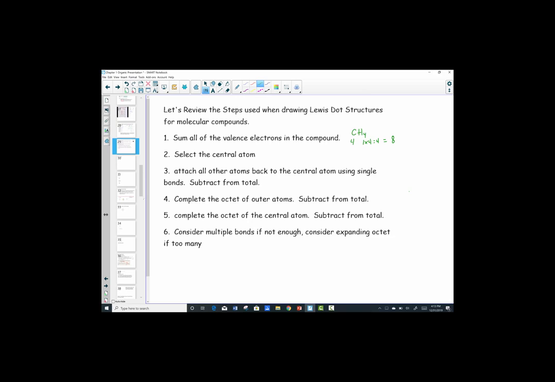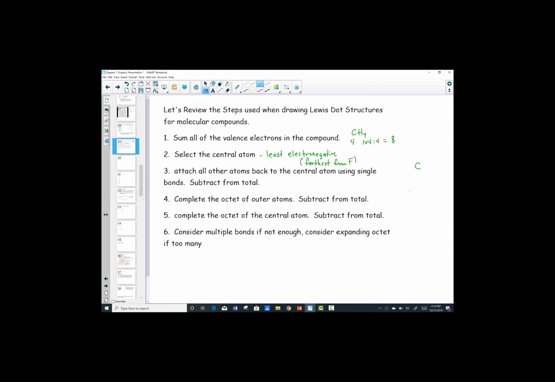The second rule says select the central atom, and I'll let you know that the least electronegative is always selected as the central atom, but never pick hydrogen. What you want to say is, who is the farthest from fluorine? Because fluorine is the most electronegative, we want the least in the center, but never pick hydrogen. So here our example would be carbon. It will be the central atom.